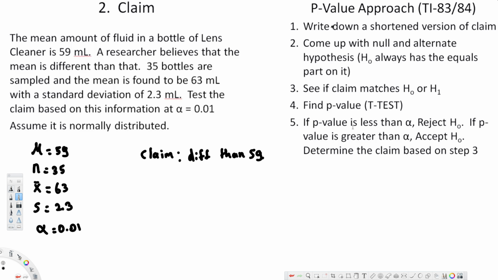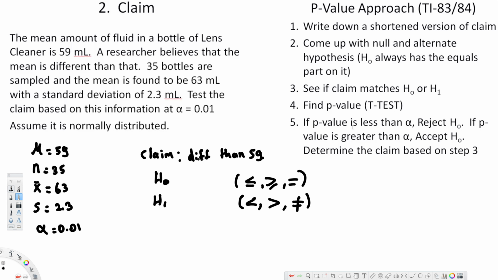In order to do this, we are going to follow these steps. The first step is to write down a shortened version of the claim, and come up with a null and alternate hypothesis. H naught always has the equal part on it. It means H naught always comes up with less than or equal, or greater than or equal. This is the only possible expression for the null hypothesis. But for the alternate hypothesis, we can have less than, greater than, or not equal.